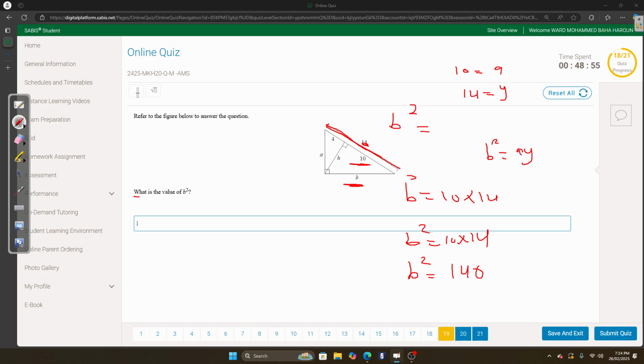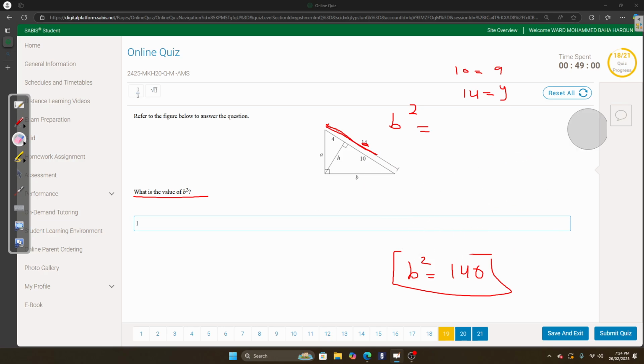And they didn't ask for b, they asked for b squared. You don't need to do anything here, just keep it 140. Honestly, the geometry, some of it's easy, some of it's hard.